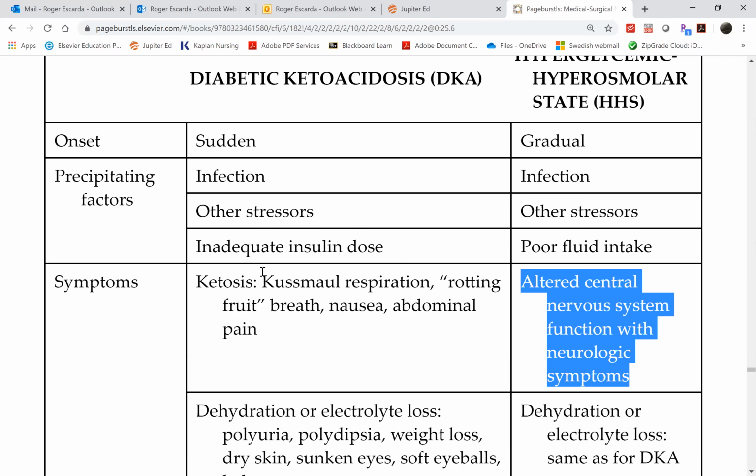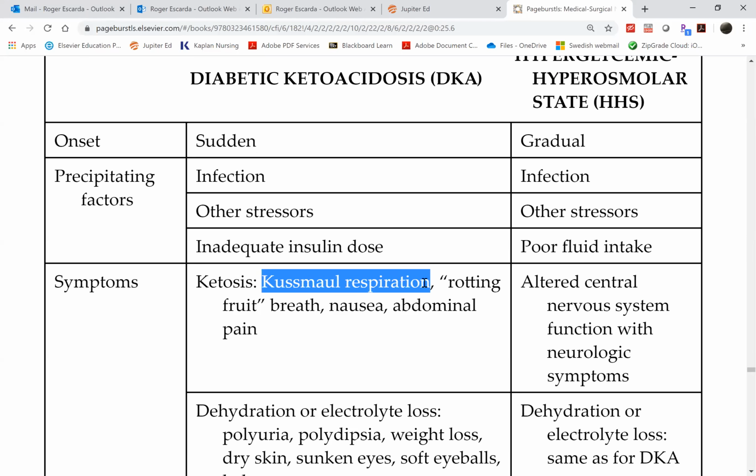In DKA, because the symptoms are acute, the patient notices the change, especially when ketosis kicks in. We'll look at how the body develops ketosis shortly. Look at this. The patient has Kussmaul's respiration. So you learned this in chapter 11 under acid-base balances. So this is a compensatory mechanism.